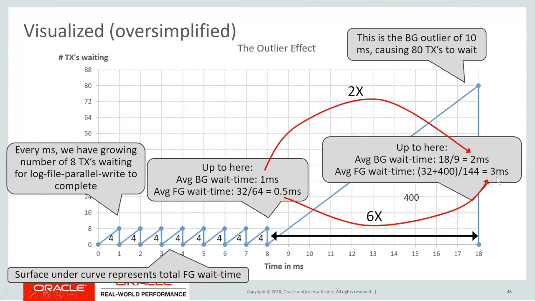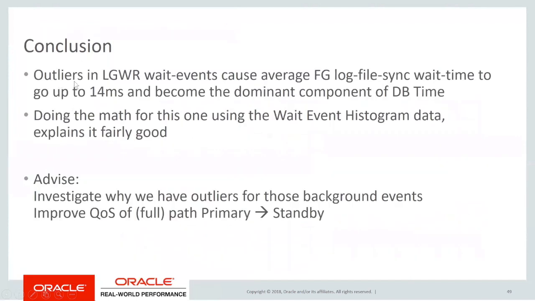This is what background outliers of a critical background process do: they cause foregrounds to stack up and start waiting, and the average wait time of those foregrounds explodes, magnified. So the outliers in the log file writer cause the average foreground log file sync wait times to go up to 14 milliseconds and become the dominant component of DB time in this particular case. I actually did the math for this in much more detail using the histogram information in an Excel spreadsheet, and it explains it fairly well. I can come almost to the full 14 milliseconds.